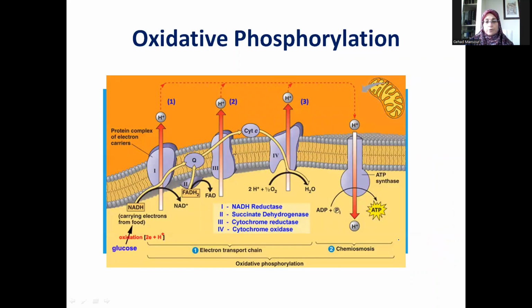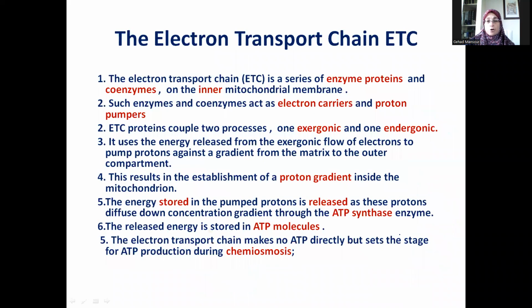And now we move on to the process of oxidative phosphorylation and the electron transport chain, but we will be doing this in a separate session, inshallah.